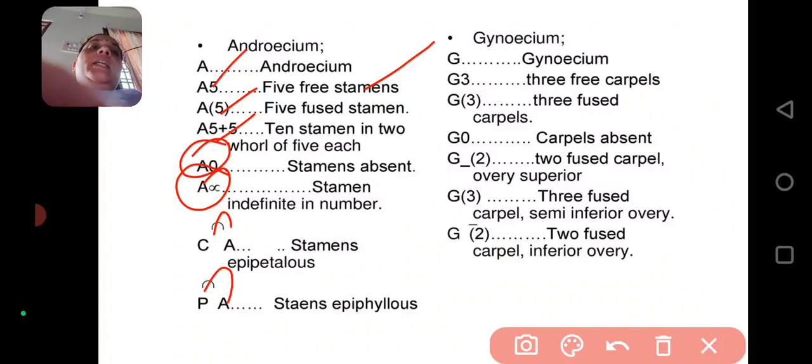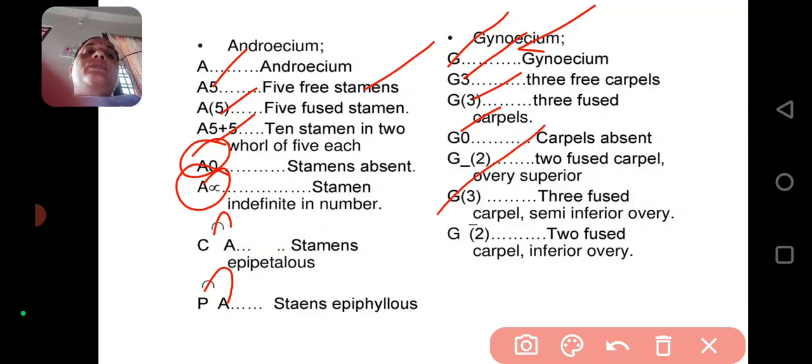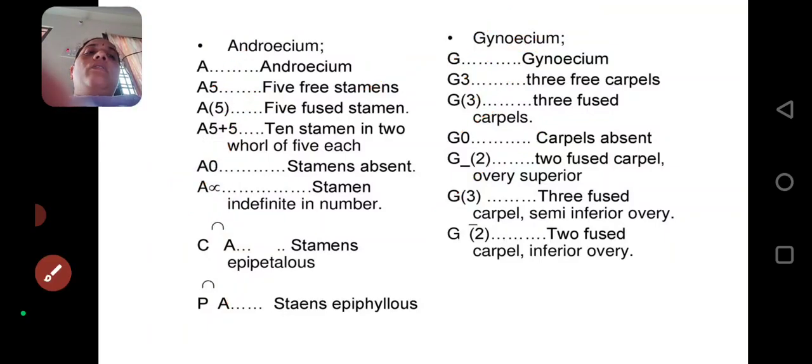And for the gynoecium, G for the gynoecium. G3 means 3 carpels. 3 fused carpels in brackets. G0, carpels absent. G within brackets 2 with a dash below means 2 fused carpels, superior ovary. G3 fused carpels, semi inferior ovary. G2 in brackets with a dash above the G means 2 fused carpels, inferior ovary.